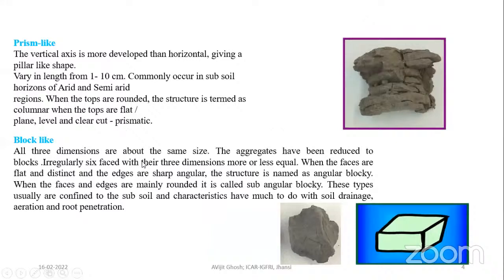Now come to prism-like. Prism-like structures are where the vertical axis is more developed than the horizontal axis, giving a pillar-like shape. Sorry, I have put a wrong picture here. I'll supply you the correct picture. You can imagine a pillar, which you often see in your home or anywhere in a railway station. This is pillar-like, where the vertical axis is more developed than the horizontal axis.